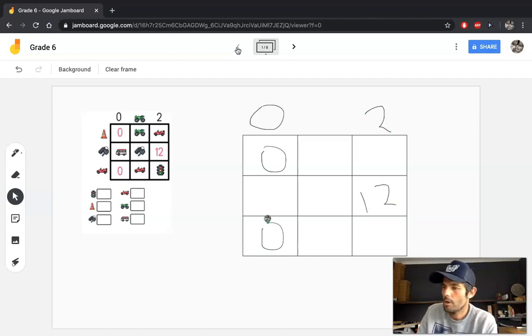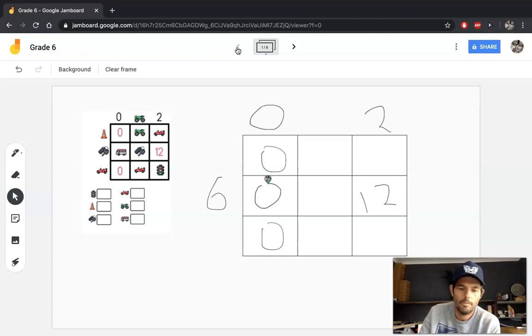So first of all, I know that this is going to be 6 because 6 times the 2 is 12. Then this number here will be 0 because 6 multiplied by 0 is equal to 0. Then I'm just going to put in the other answers because I don't want this to take too long. You can see how you guys fared against my answers.